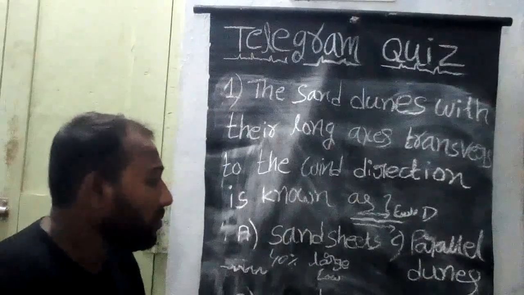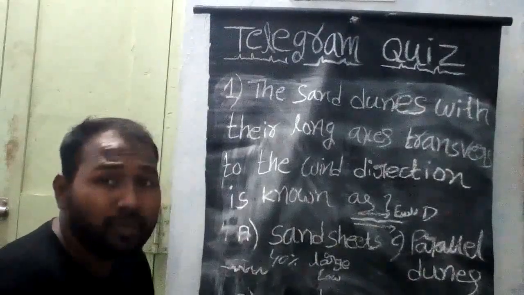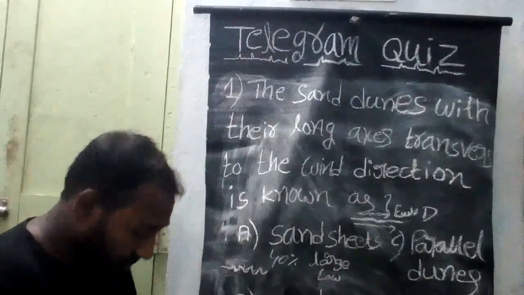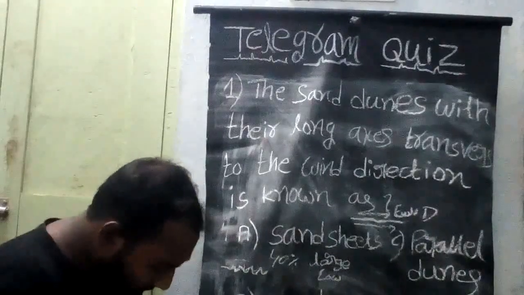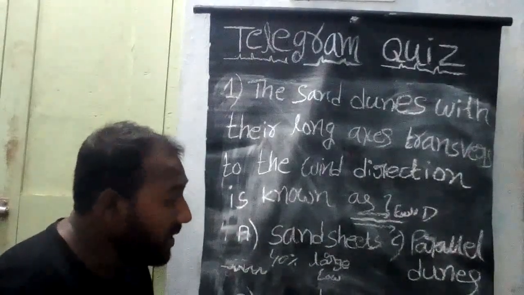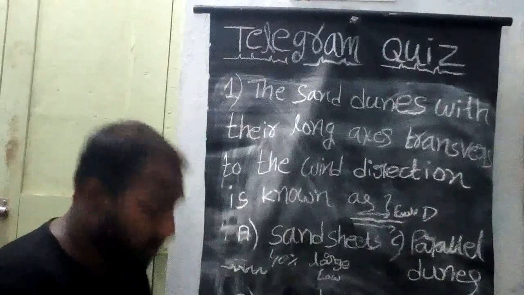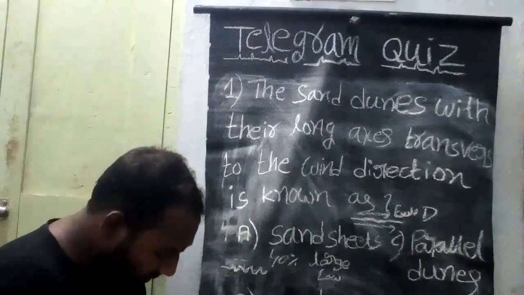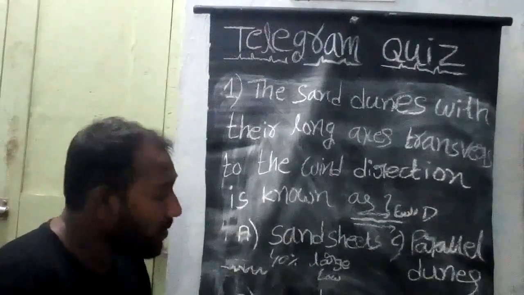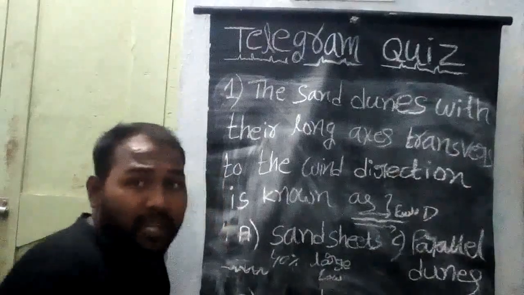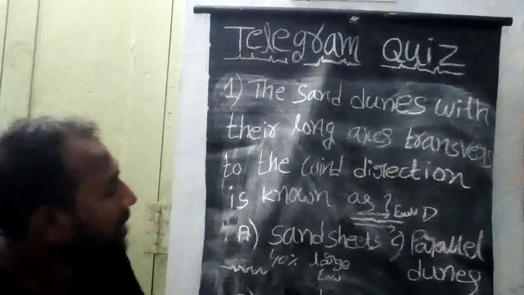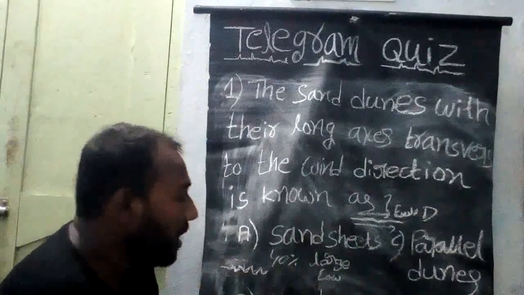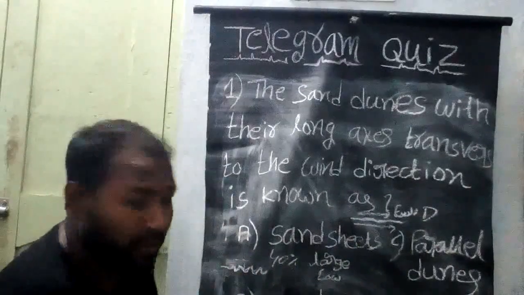So D, longitudinal dunes. What are longitudinal dunes? The dunes which are elongated in the wind direction are called longitudinal dunes. This is not suitable for this question, so option D is also a wrong answer.